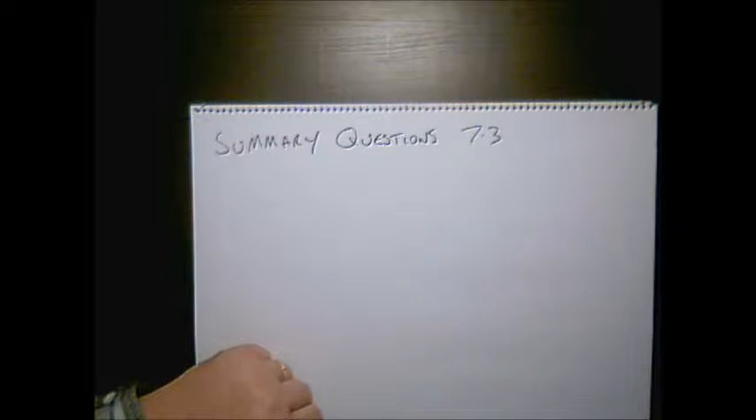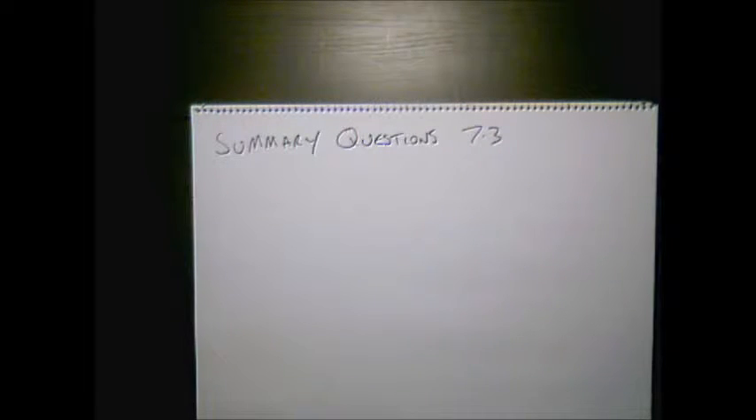Hello, we'll now start summary question 7.3 from the Nelson Thornes textbook, and these questions are all about moments. Question 1. A child of weight 200 newtons sits on a seesaw at a distance of 1.2 metres from the pivot at the centre. The seesaw is balanced by a second child sitting at a distance of 0.8 metres from the centre. Calculate the weight of the second child.